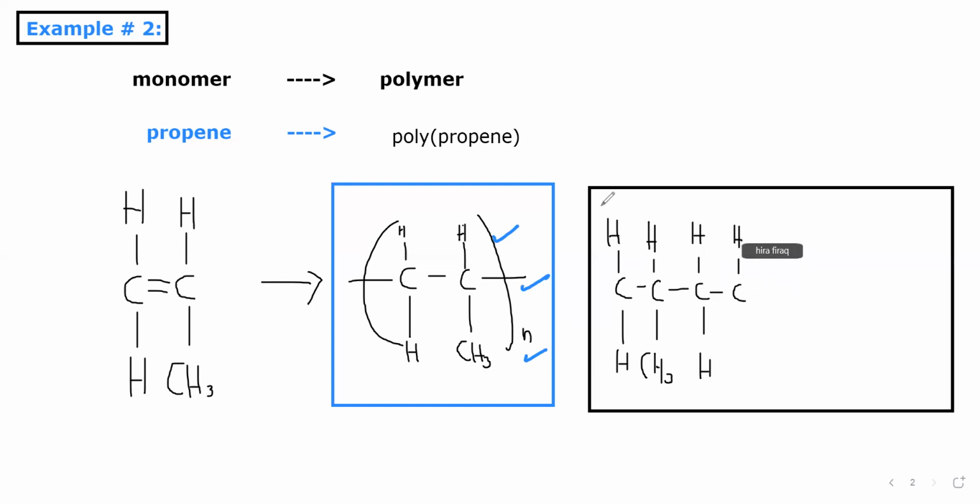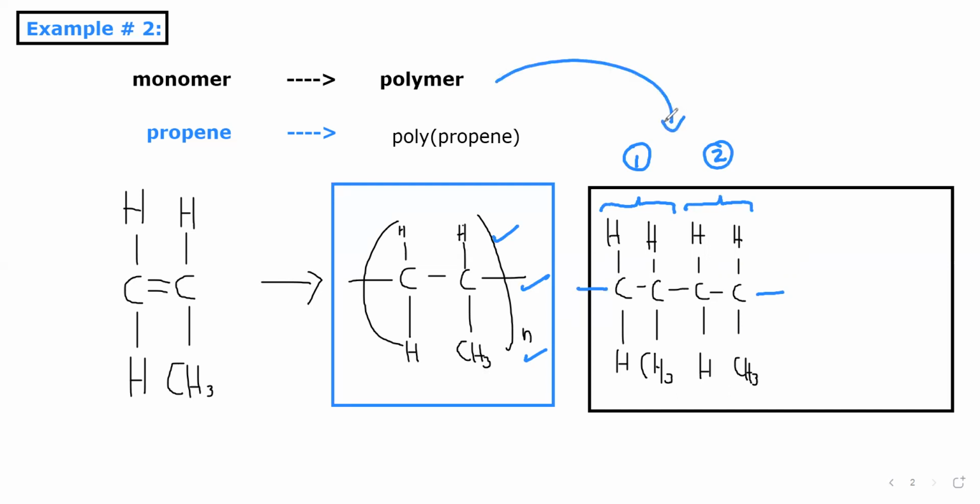This is one repeated unit, right? This is one. This is the second repeated unit. Perfect. And since this is a polymer, we should have the continuation of bonds. This is a must in a polymer. Whenever we are talking about polymers, we will go for these continuation of bonds.